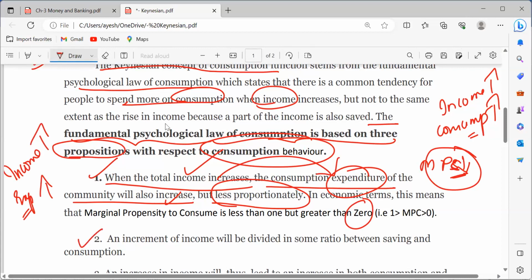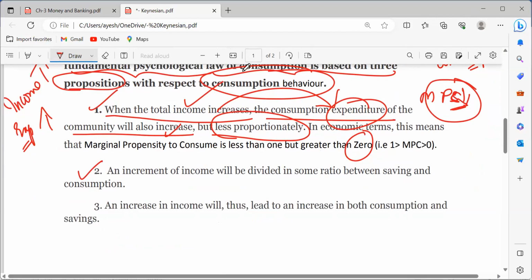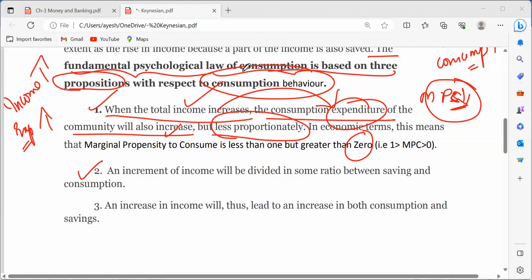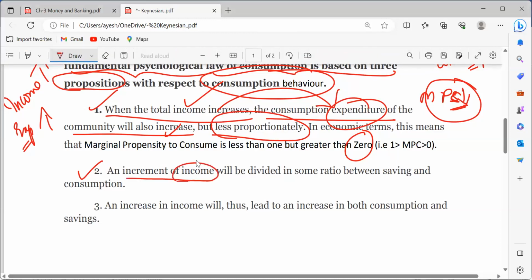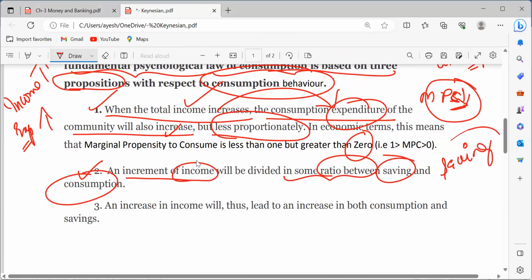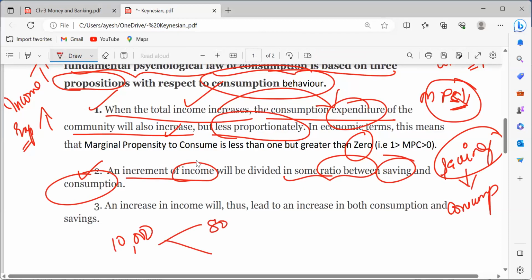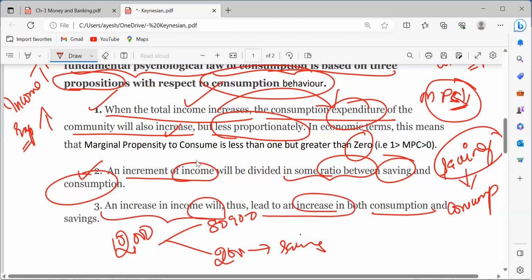The second point says that an increment of income will be divided in some ratio between savings and consumption. I have savings, and it is in proportion to my consumption. For example, I have earned 10,000 rupees. My expenses will go up to 8,000 or 9,000, so 1,000 rupees will go to my savings. If income increases to 12,000, my savings also become 2,000. An increase in income will always lead to an increase in both consumption and savings.